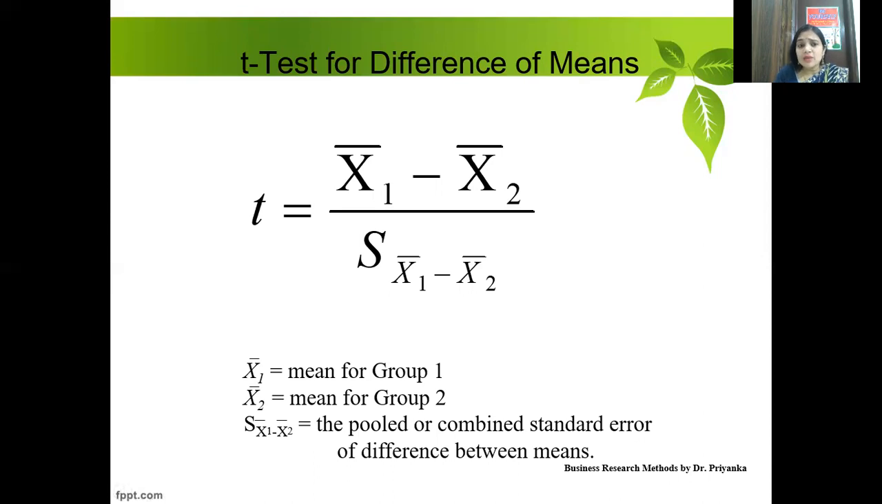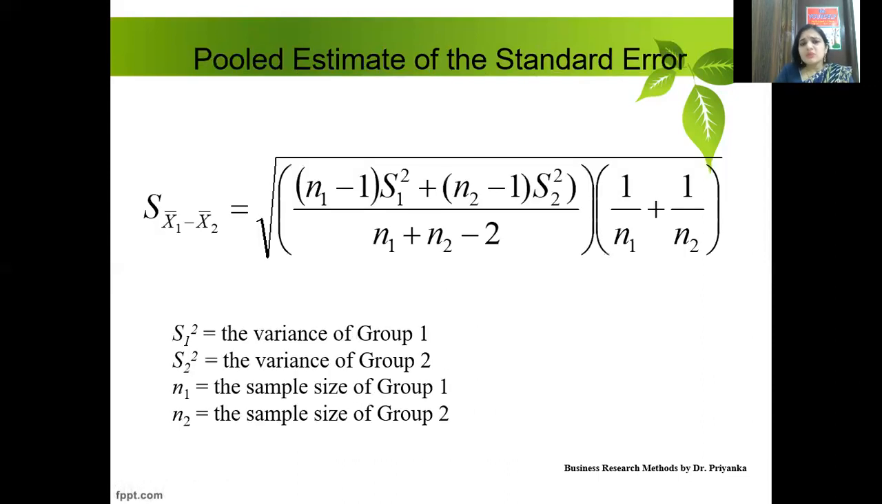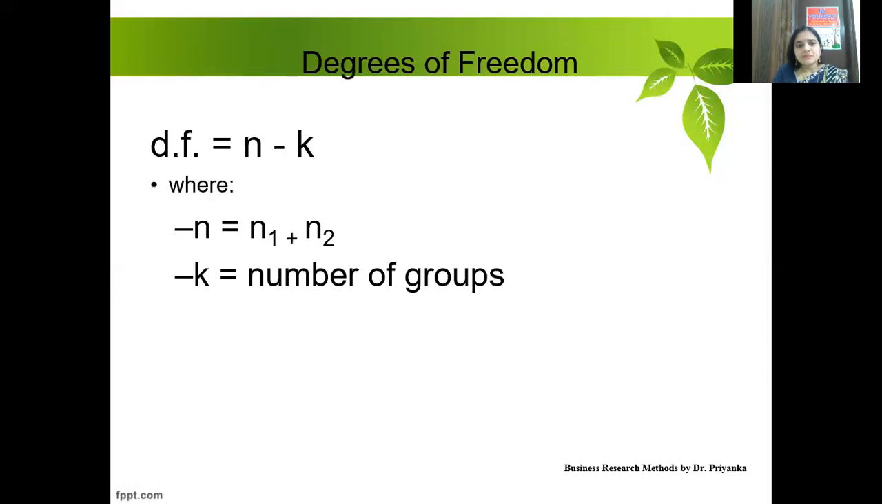We just need 4 values, and with the help of that we'll be first calculating the pooled or combined standard error of difference between means, and means would be calculated in the same way. This is just the average, so we do not require a lot of values. We just need all the values of x1, all the values of x2, or we can have just the mean value and the sample size in both the groups. With that we can go with this analysis, right? It is as simple as it could be.